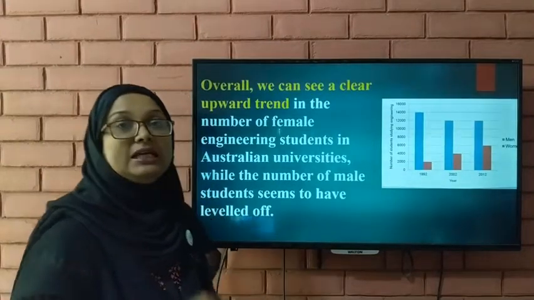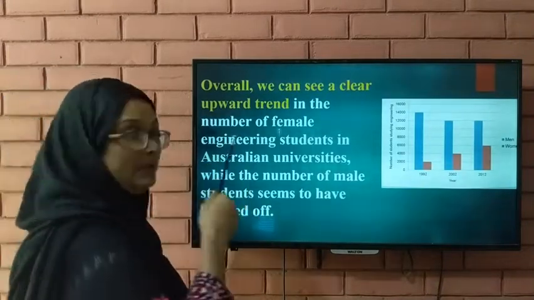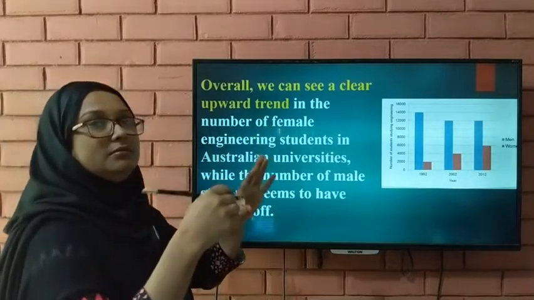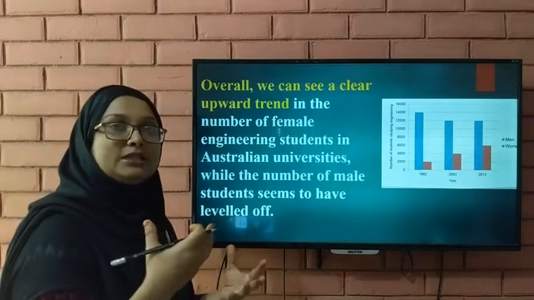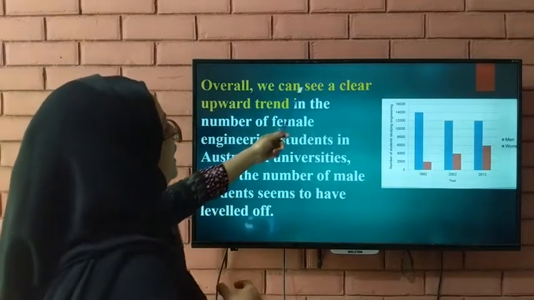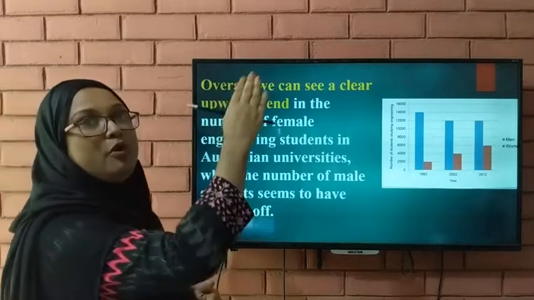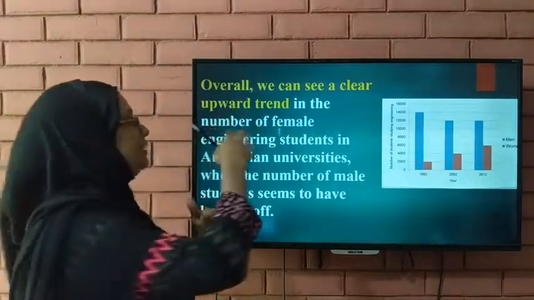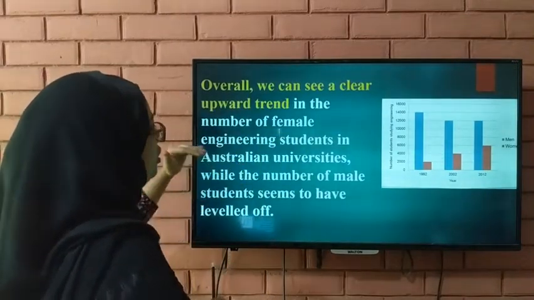Now this is the conclusion part. How I have written it, just have a look. Overall, that means সর্বোপরি, as a whole, to sum up, যদি উপসংহারে আমরা বলতে চাই তো এই ফ্রেজগুলো you should use. We can see a clear upward trend. Clear upward trend তার মানে কি? উপরে ওঠার একটা টেন্ডেন্সি দেখতে পাচ্ছি আমরা in the number of female engineering students in Australian universities.